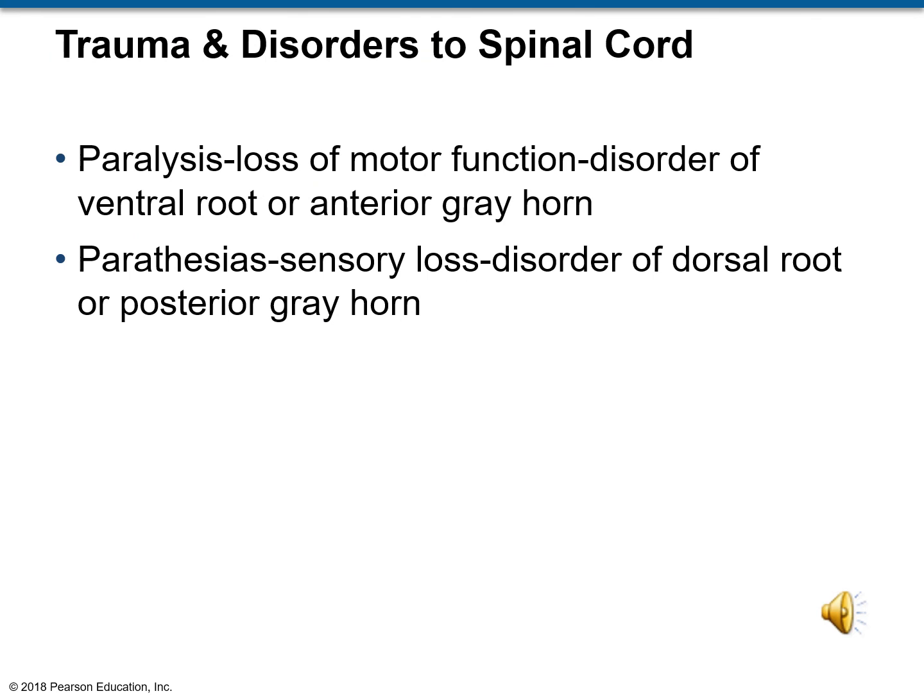Trauma and disorders of the spinal column. Paralysis is the loss of motor function. This is a disorder of the ventral root or the anterior gray horn. These are both the parts where you have the motor function in the spinal cord. Paresthesias is a sensory loss. This disorder affects the dorsal root or the posterior gray horn, where your sensory neurons are going to be processed. Obviously, these two together, when you have severe damage, will result in paralysis.